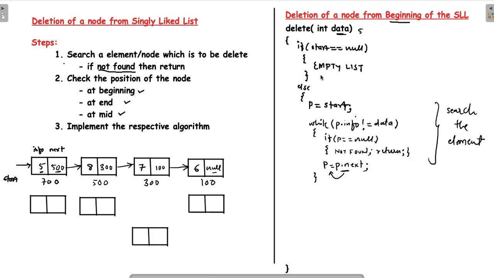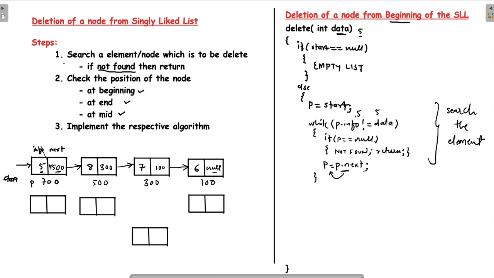You are coming into the else part because your list is not empty. We have a list. Start is assigned to P, so this becomes your P. And you are checking P's information. Current P's information is 5, and the data which you have received from the user is 5. Both are matched, so there is no need to move your P forward. This is the node which you want to delete.